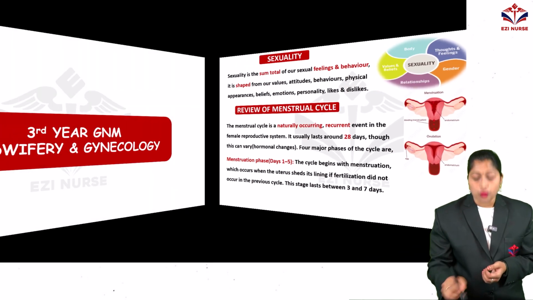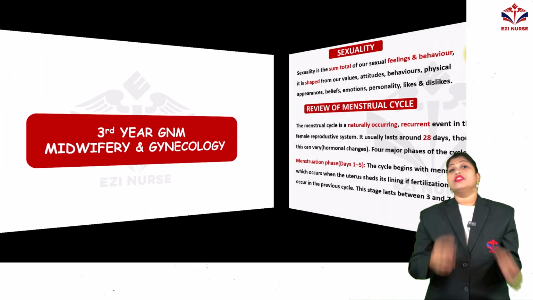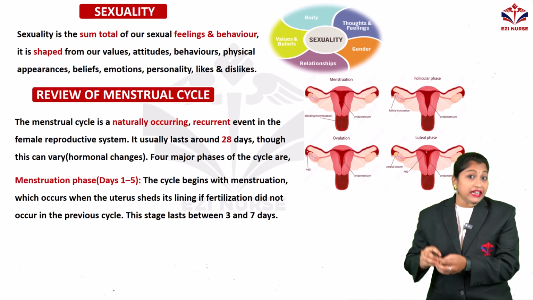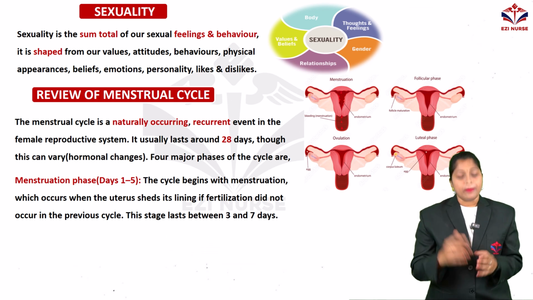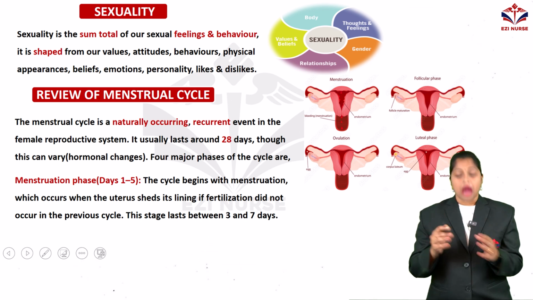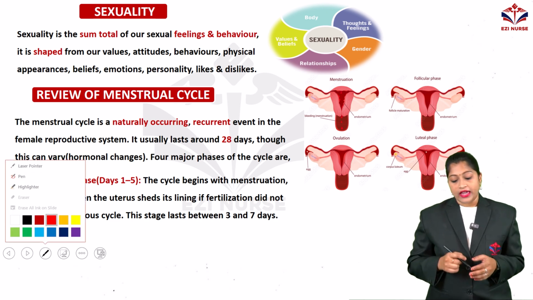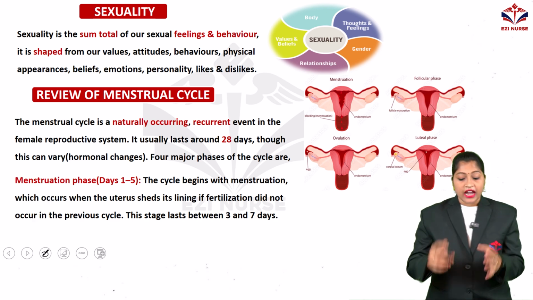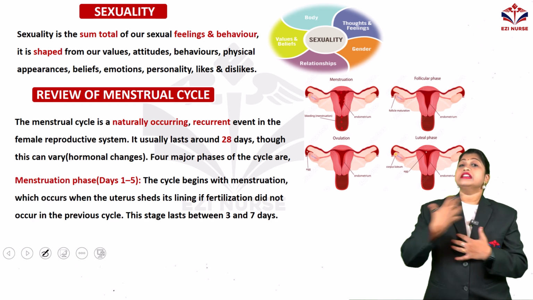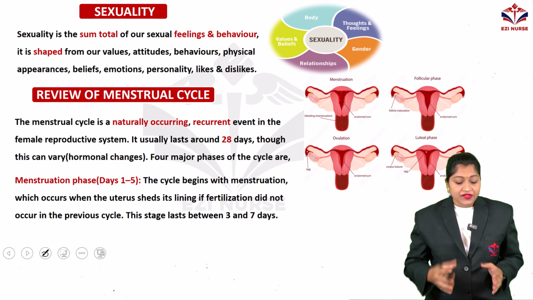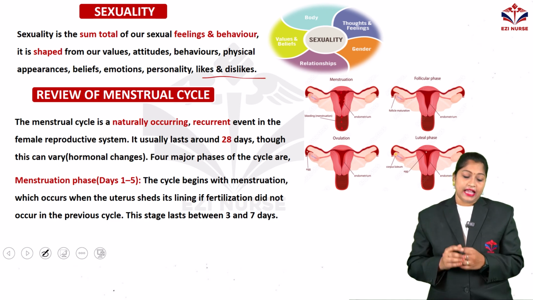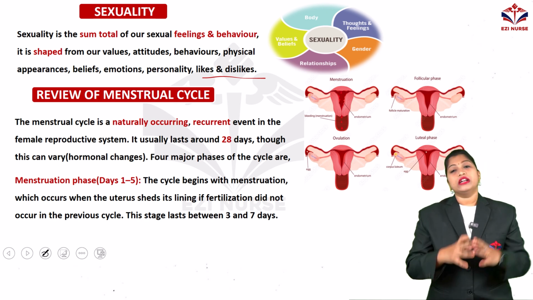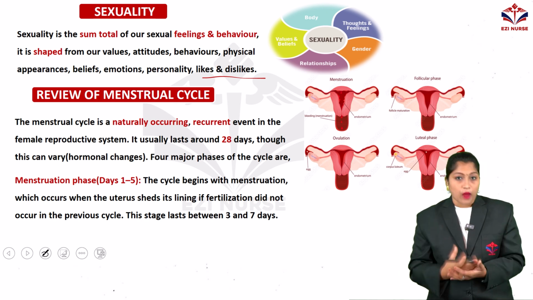Sexuality is the sum total of the feelings as well as the behavior. It has been shaped from our values, from our attitudes, and also from the behaviors. It has been shaped by the physical appearance, the beliefs, the emotions, personality, likes and dislikes. So the sum total is called sexuality.